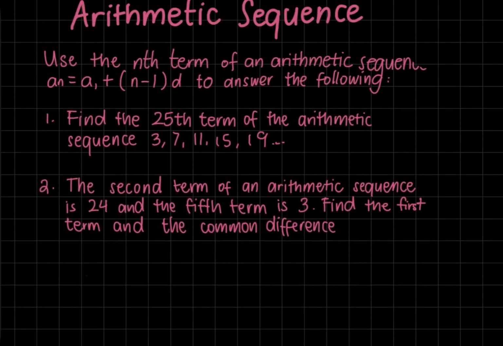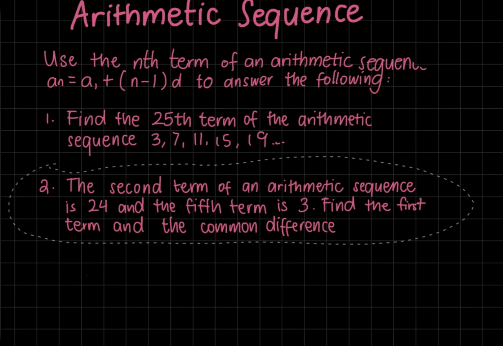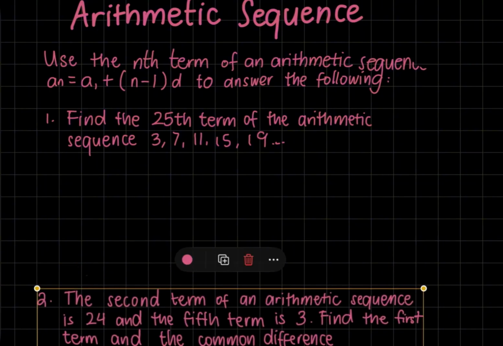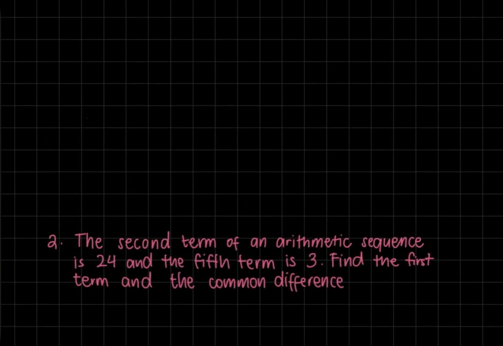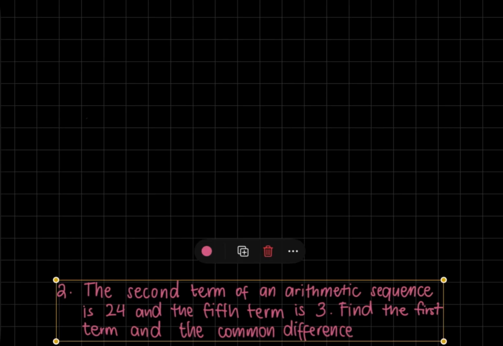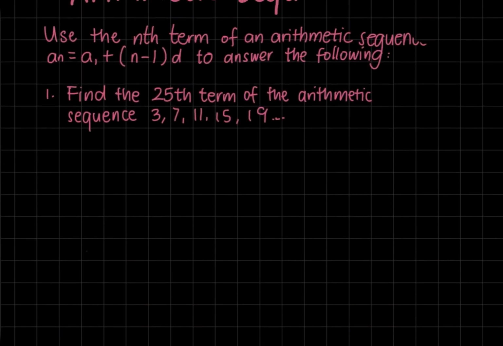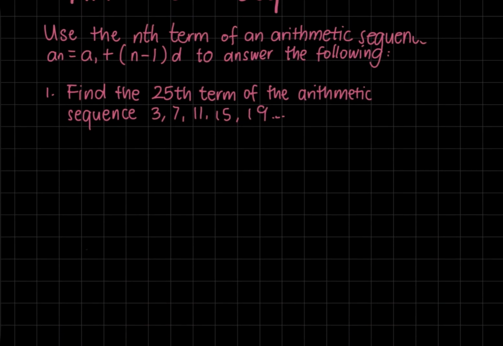So let's start with number 1, or problem 1. And we can just move this over the bottom. Okay. That's good. Now, for this problem, let's read the problem first. Find the 25th term of the arithmetic sequence 3, 7, 11, 15, 19, dot, dot, dot.